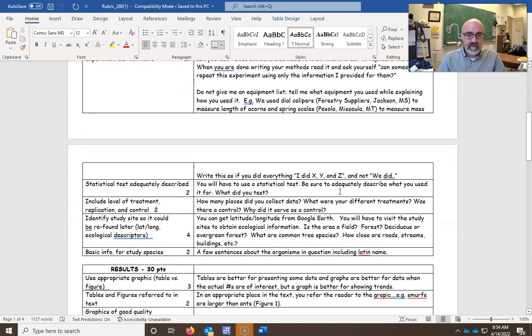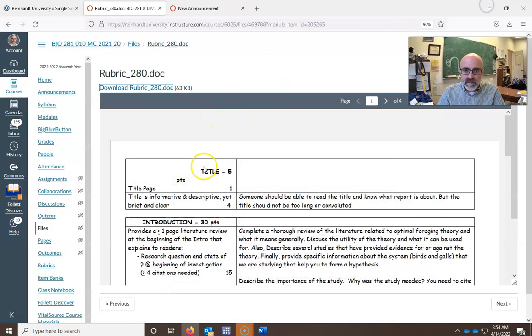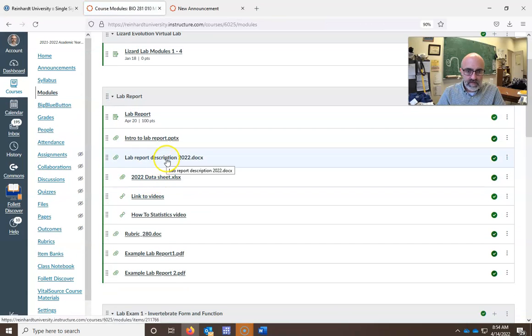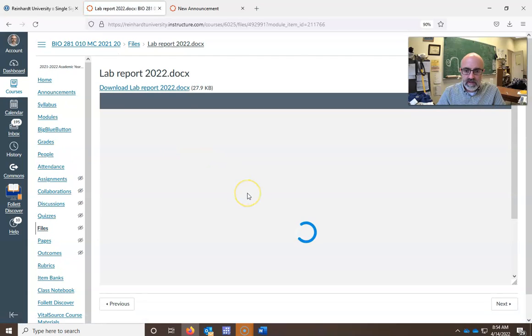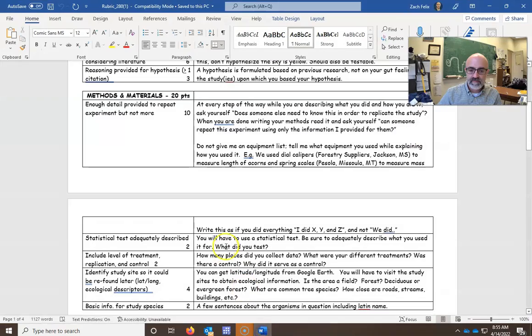Methods, just follow that sheet that I provided for you. The other sheet that's on here, well, I can show it to you. This sheet here under modules and lab report, and this one here, lab report description. This one's going to have some details in there about how to write your method section. Yeah, I'll check that document.